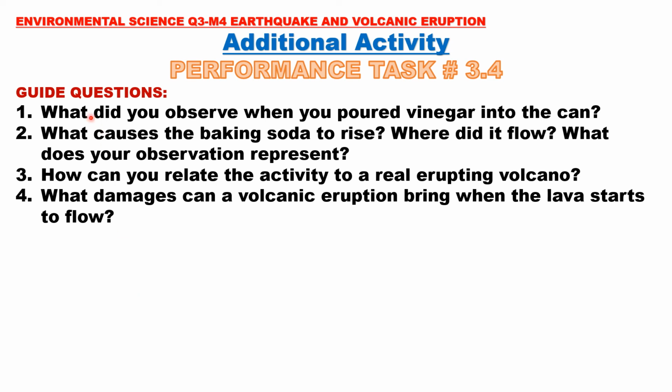Next, guide questions. Number 1, what did you observe when you poured vinegar into the can? 2, what causes the baking soda to rise? Where did it flow? What does your observation represent? 3, how can you relate the activity to a real erupting volcano? And 4, what damages can a volcanic eruption bring when the lava starts to flow? So answer these questions after doing the performance task.